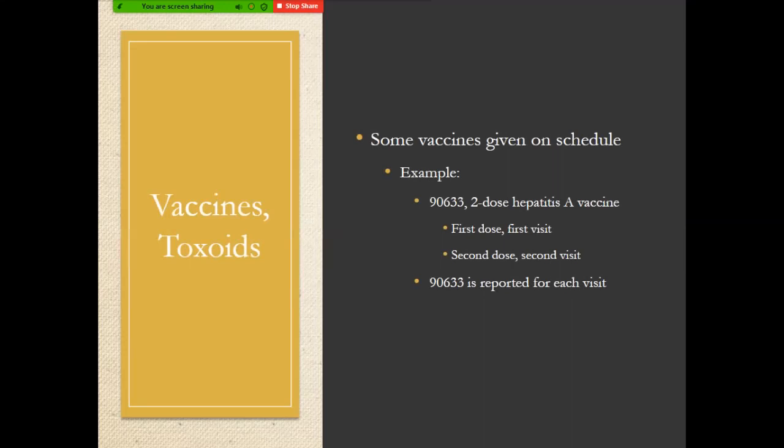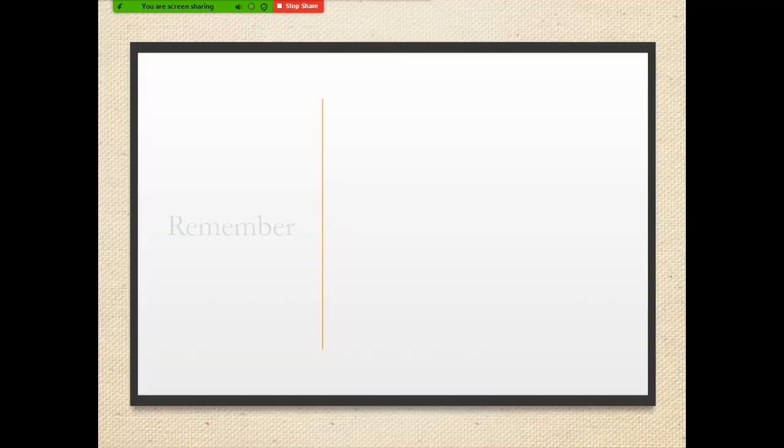Some vaccines are given on a schedule. For example, 90633, 2-dose hepatitis A vaccine, first dose, first visit, second dose, second visit. 90633 is reported for each visit. Each time the vaccine is administered, the code is reported along with the date the injection was given. That's some of your billing information there. Well, it's coding too, but when you're billing, you have to watch out for those things.